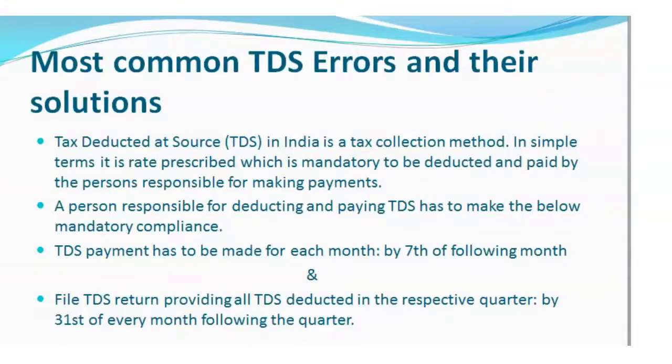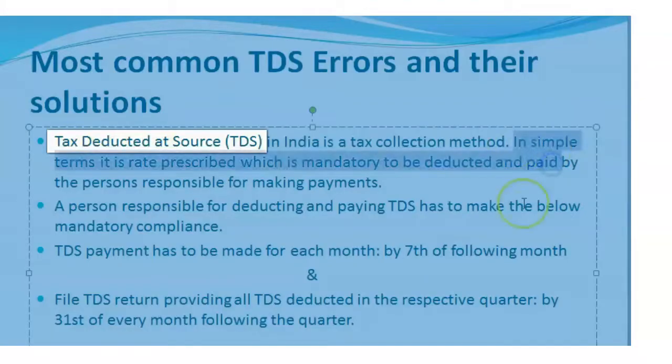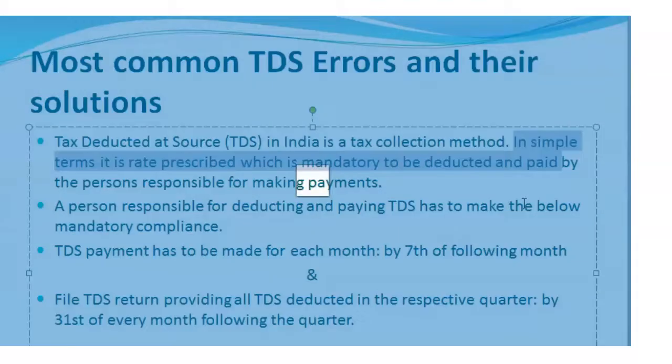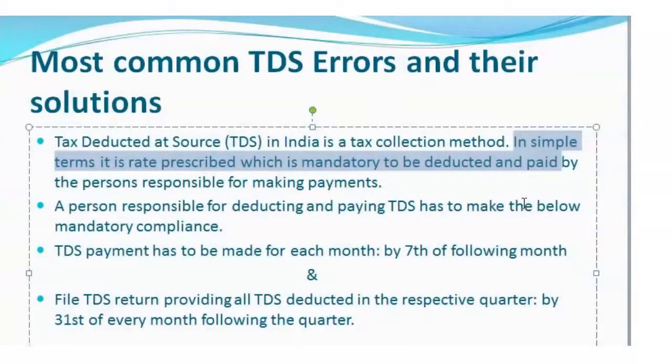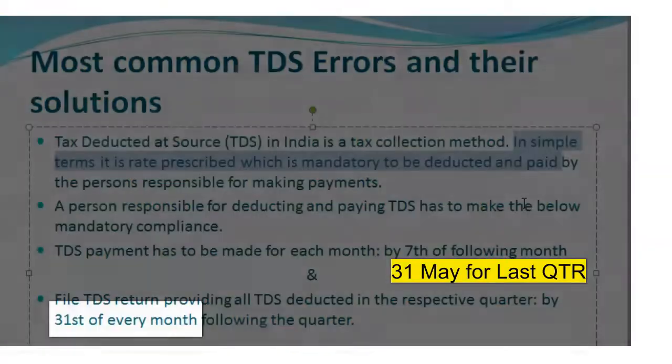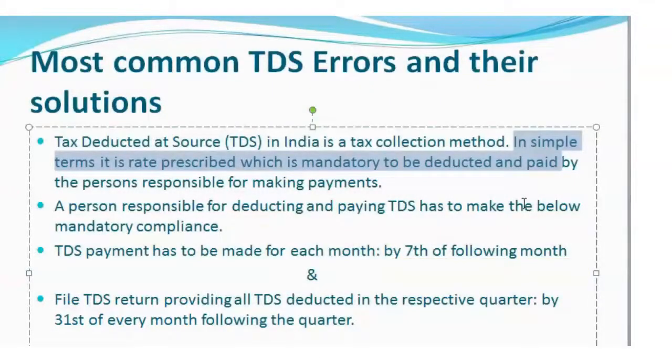TDS in India is a tax collection method. In simple terms, it is the rate prescribed which is mandatory to be deducted and paid by the persons responsible for making the payment. A person responsible for deducting and paying the TDS has to make the below mandatory compliance. TDS payment has to be made for each month by 7th of the following month. File TDS return providing all TDS deducted in the respective quarter by 31st of the month following the quarter.